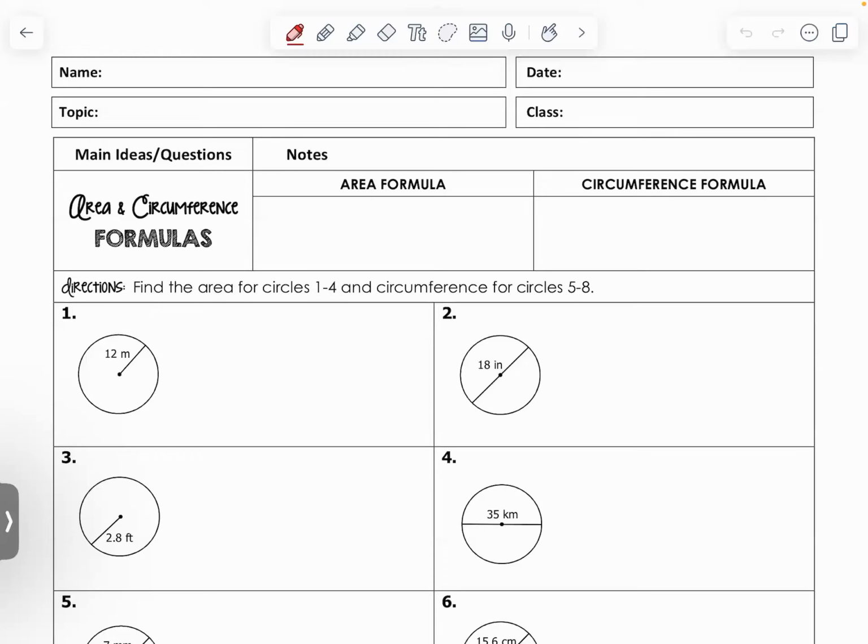8. All right, how do you find the area of a circle? Pi r squared. Okay, how about the circumference? 2 pi r, or 2r is the same thing as the diameter. So if you have the diameter, you can just take the diameter times pi. Okay.